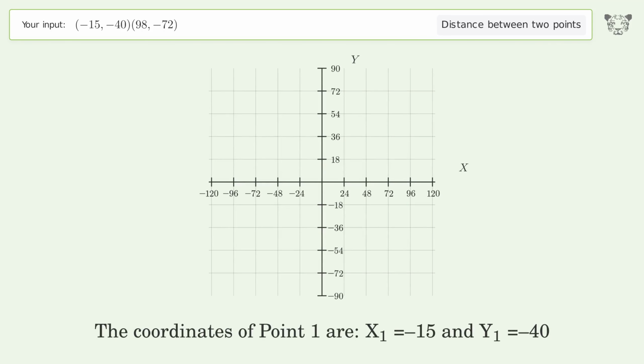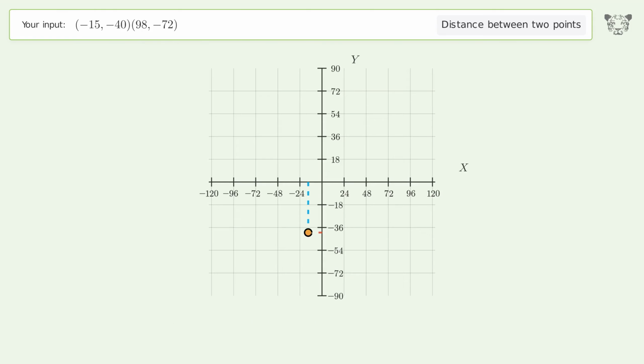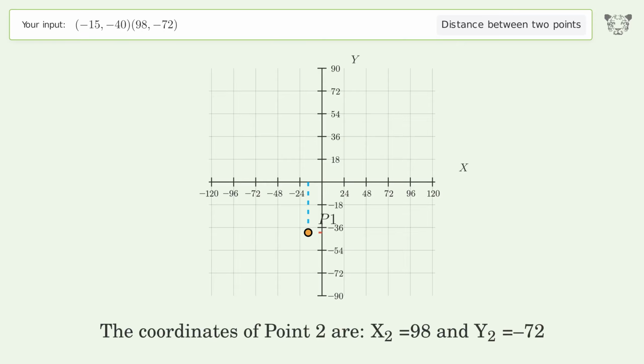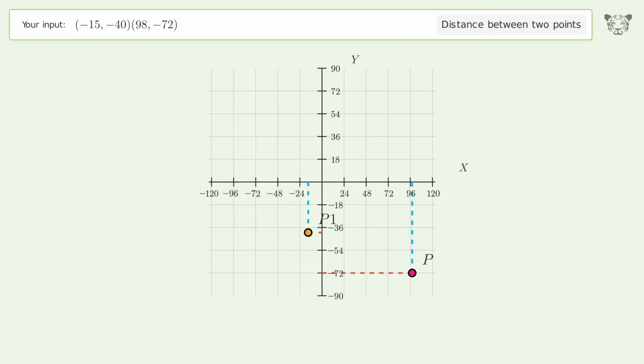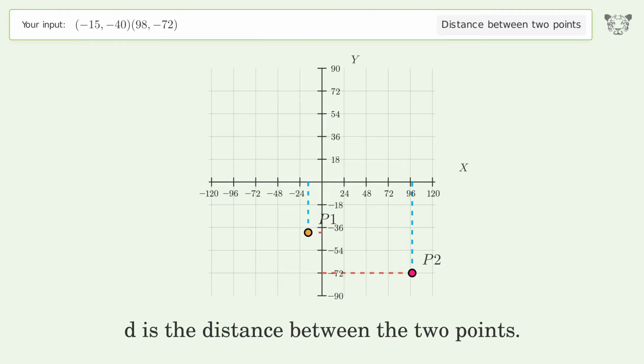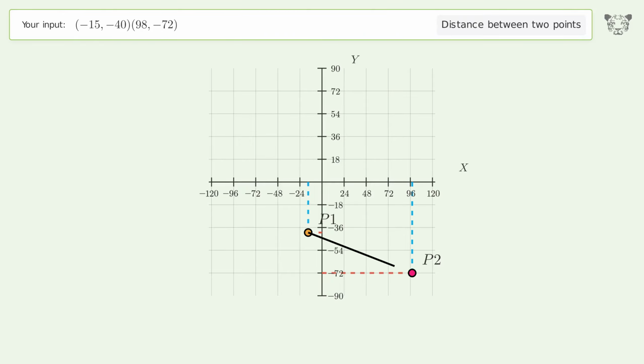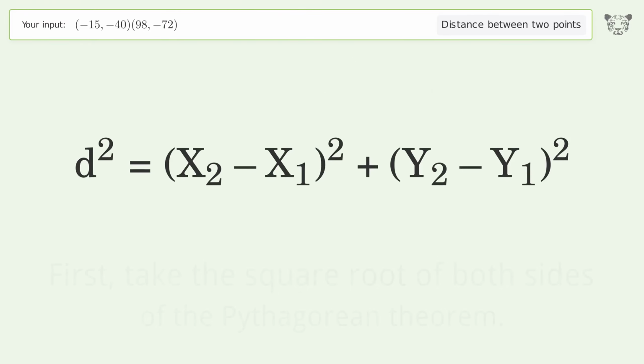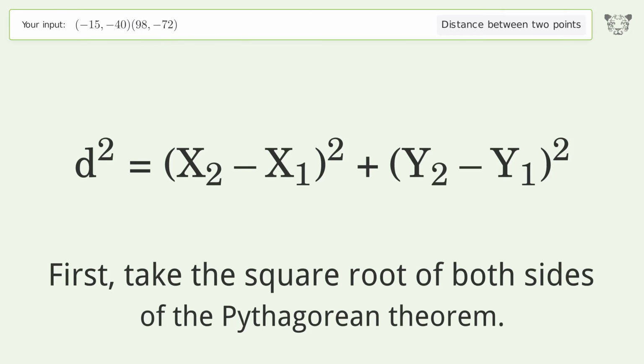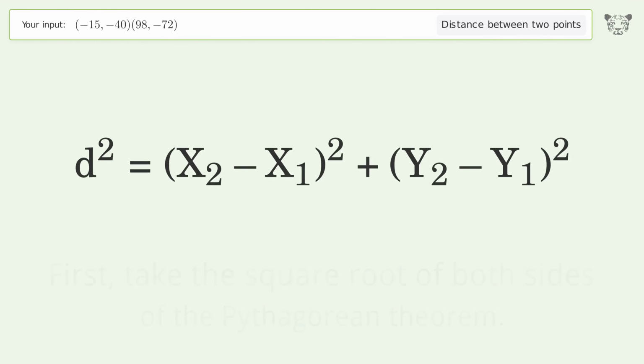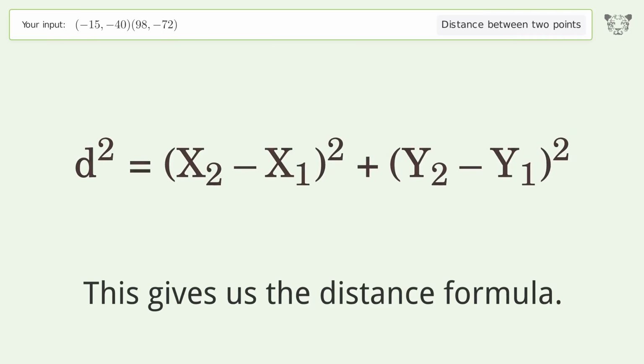The coordinates of point 1 are x1 equals -15 and y1 equals -40. The coordinates of point 2 are x2 equals 98 and y2 equals -72. D is the distance between the 2 points. First, take the square root of both sides of the Pythagorean theorem. This gives us the distance formula.